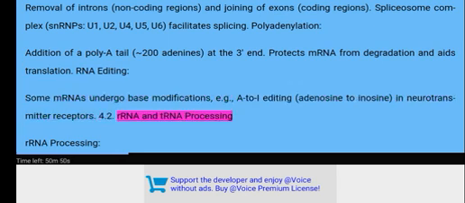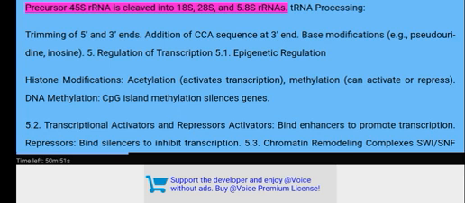4.2. rRNA and tRNA processing. rRNA processing: the precursor 45S rRNA is cleaved into 18S, 28S, and 5.8S rRNAs. tRNA processing: trimming of the 5' and 3' ends, addition of the CCA sequence at the 3' end, and base modifications, for example pseudouridine and inosine.